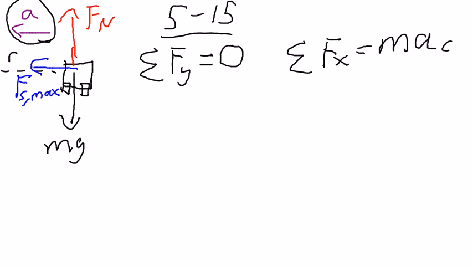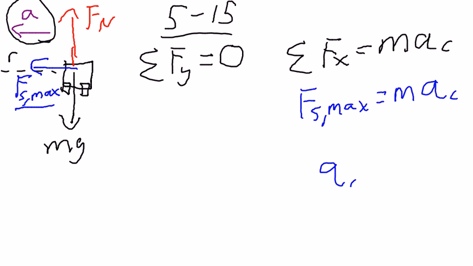Alright, and you can see that really the only thing that provides you with your centripetal acceleration is this force of static friction. Okay, so your force of static friction, being the only force in the x direction, should be equal to m times your centripetal acceleration. And we learned in class, just to remind us, that our centripetal acceleration is v squared over r.